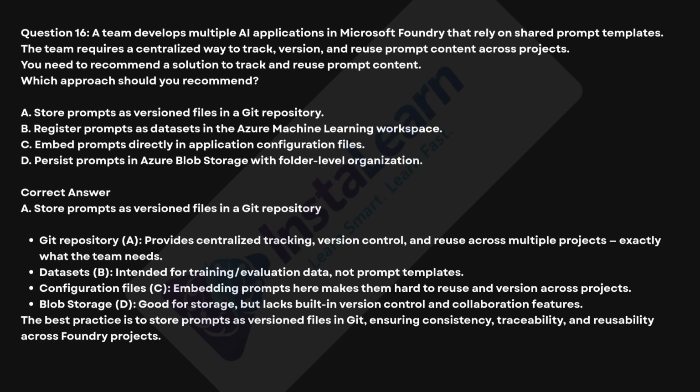Correct answer is A. Store prompts as versioned files in a Git repository. Here's why. Git repository, A, provides centralized tracking, version control, and reuse across multiple projects, exactly what the team needs. Datasets, B, are intended for training and evaluation data, not prompt templates. Configuration files, C: embedding prompts here makes them hard to reuse and version across projects. Blob storage, D, is good for storage, but lacks built-in version control and collaboration features.